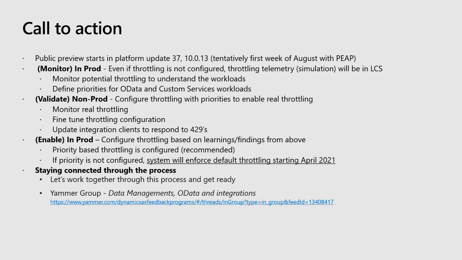Now, this is also the phase where the integration clients need to be updated to respond to 429s in the manner we discussed earlier. Once those clients are updated, you can go through the testing and validation process. Once that is all completed, throttling can be configured in production the way it was tested. Once production is configured for throttling, throttling will start happening as we discussed, based on the load and the system resources and whatnot.